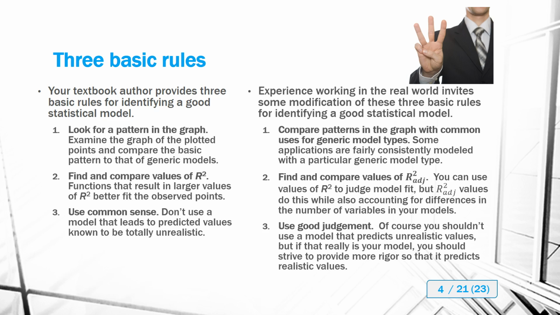Of course, you don't want to use a model that predicts unrealistic values, but if your model is predicting an unrealistic value, there's something wrong with your model. So you need to go back and try to look at how we can actually make this model so it gives us a more realistic prediction. Usually that means providing more rigor in the data that you're feeding into the model. So is there something that we can do to improve the sampling method?